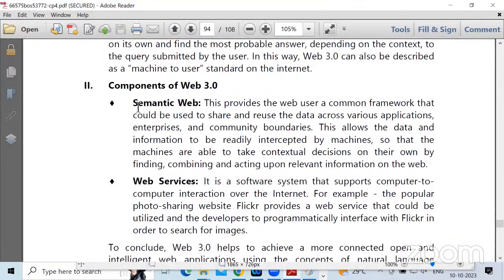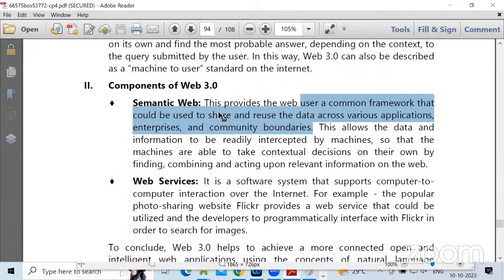Then components, semantic web. It is a common framework that could be used to share and reuse data across various applications, enterprises, and community boundaries. So this is what I mentioned. You can share the video, audio, or images that have been published by a person or by a profile. You'll be able to share it to the next person or a group of persons or publicly. So this is considered to be the semantic web.